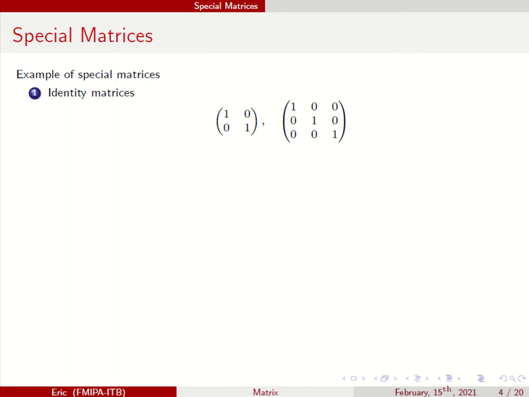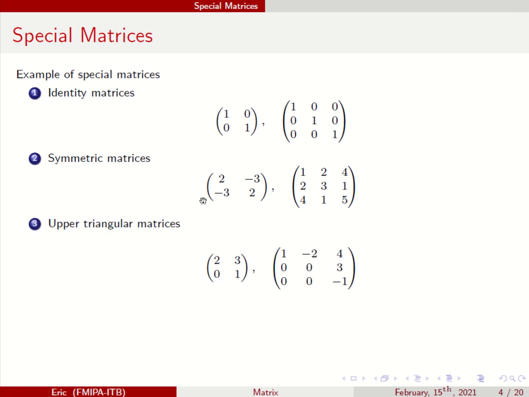Okay. This is a special matrix, the identity matrix. The diagonal entries should be 1 and the others should be 0. This is the identity matrix. For a symmetric matrix, we usually say that the transpose is the same. Or we can look at this as reflecting it with respect to the diagonal. 2 should be equal to 2, 1 and 1, -3 should be equal to -3. So these are symmetric matrices.